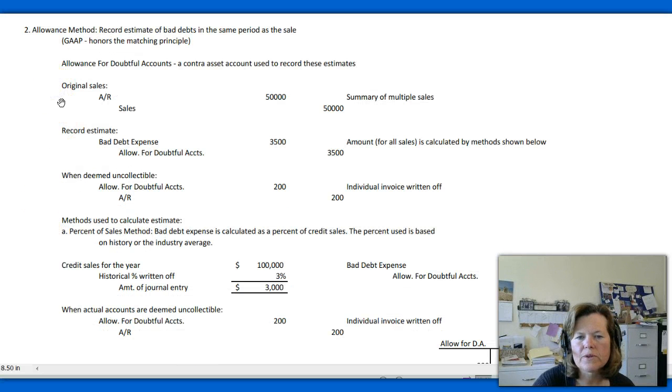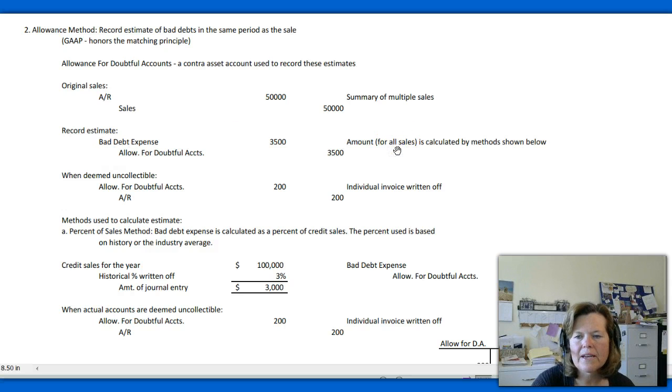So here's an entry, the original sale, and what I've done here, debit AR, credit sales. This is just a summary of multiple sales, so I can show you how the process works. Then at the month end or year end, whenever you're preparing financial statements, you would record an estimate. This would be a calculated number, and we'll look at the calculations here in a couple of minutes. But to record the estimate, you debit bad debt expense and you credit the allowance for doubtful accounts.